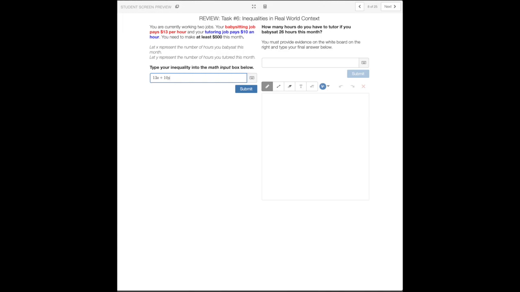Now it says I need to make at least $500 this month. At least $500 means I need to make $500 or more. So I want the expression that I just typed to be greater than or equal to 500. That is the inequality we are working with.